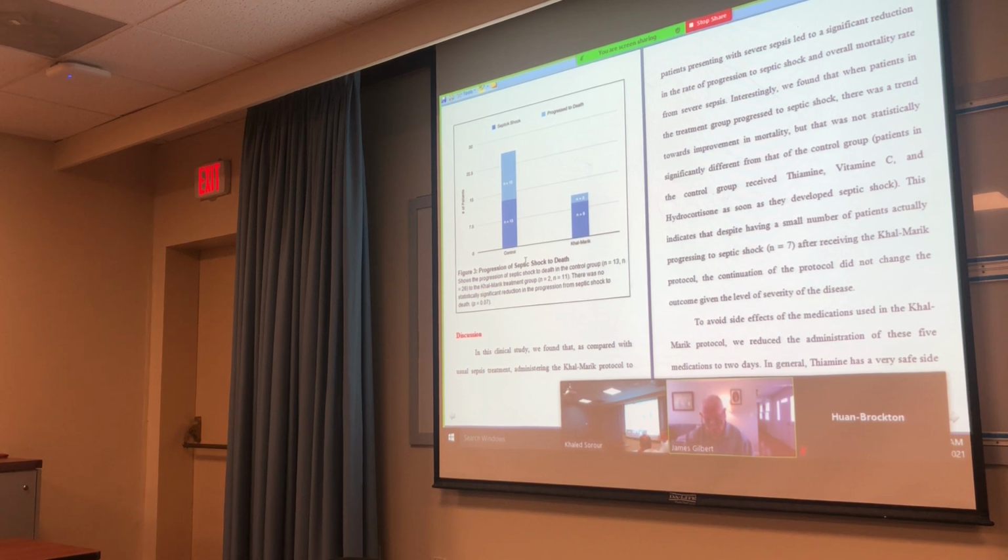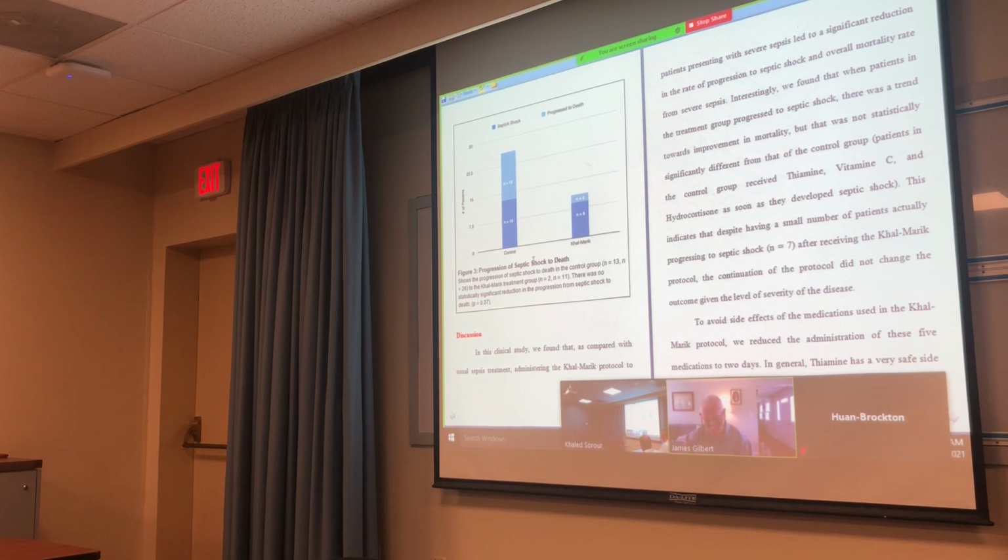Before they progressed to septic shock, they would get the same protocol, and after they progressed to septic shock, they had already been getting the protocol anyway from the beginning, right? So once you progress to septic shock, you're getting the same protocol, and we found 13 deaths out of 26 versus 2 deaths out of 11, and that was not statistically significant. So that says something about the protocol, that this actually changed outcome. Although this is a small number of patients, it adds some additional credence to the protocol.